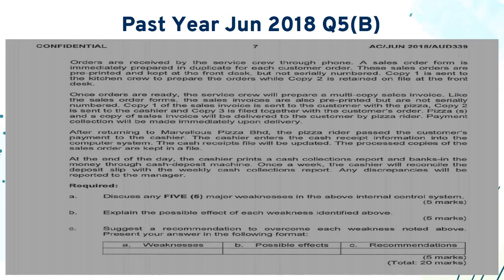Past year June 2018, question 5, part B. There are 3 things that the question wants us to do. The first one is to discuss any 5 major weaknesses in the above internal control system. The second one is to explain the possible effect for each weakness identified above. And the last one is to suggest a recommendation to overcome each weakness noted above.